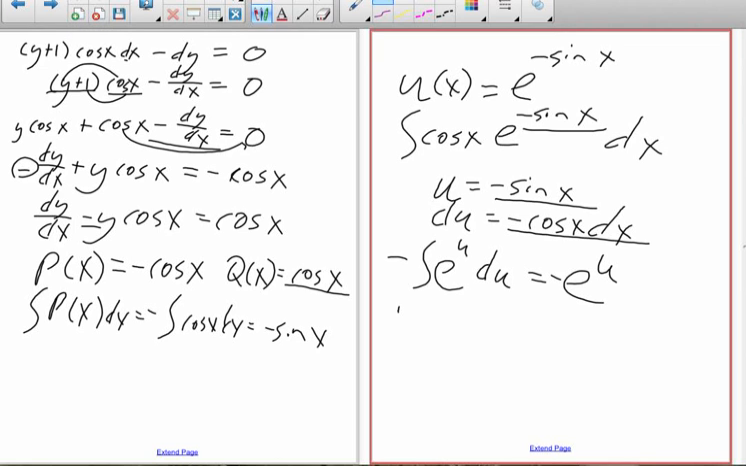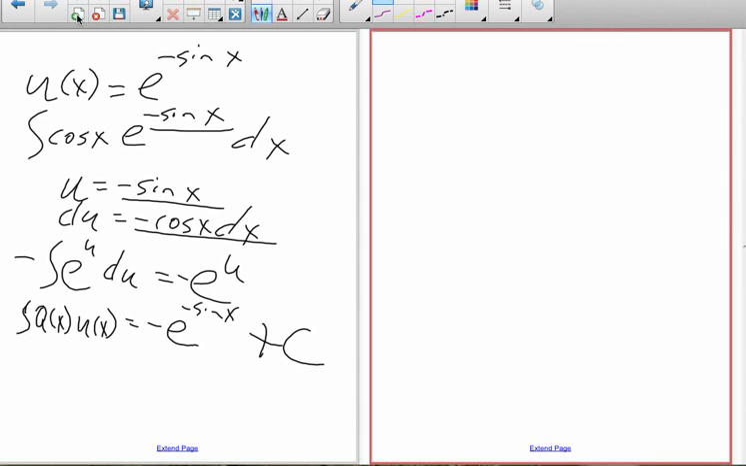So my integral of q of x, u of x, is going to equal negative e to the negative sine of x plus c. And we want to add our constant of integration out there rather than multiply it out in front. Okay, so we've got that pretty good. Now we're ready to plug it in.